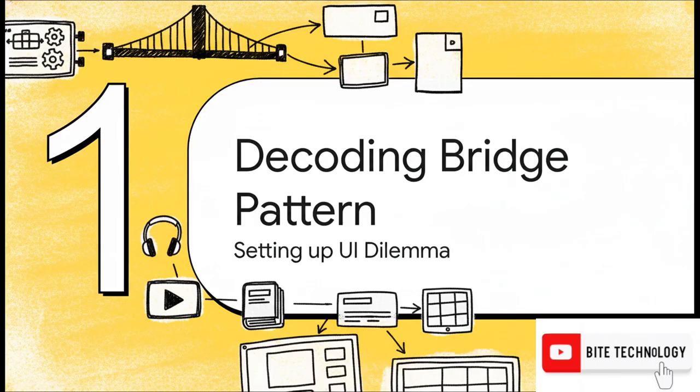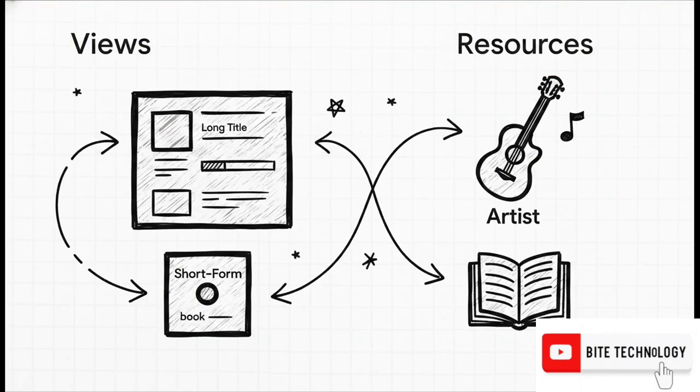All right, Section 1: decoding the bridge pattern and setting up the UI dilemma. So imagine you're tasked with building a brand new screen for our media app. You've got different types of media, and you need to display them in a few different ways. Here's the basic setup. We have two different display views. There's a long-form view, think of a large, detailed layout with massive images and lots of text, and a short-form view, which is more like a compact little thumbnail. On the flip side, we have two different media resources we want to display: musical artists and books. So we need an app that can take an artist or a book and gracefully display it in either the long-form layout or the short-form layout.